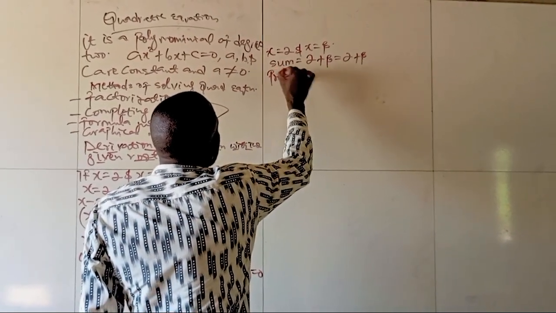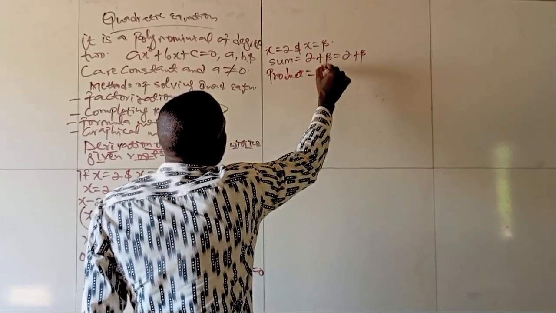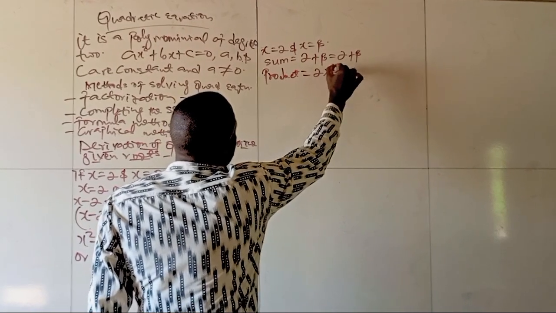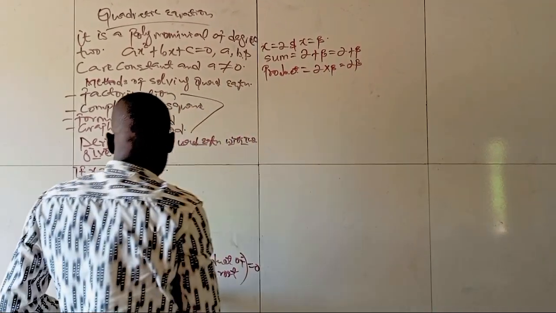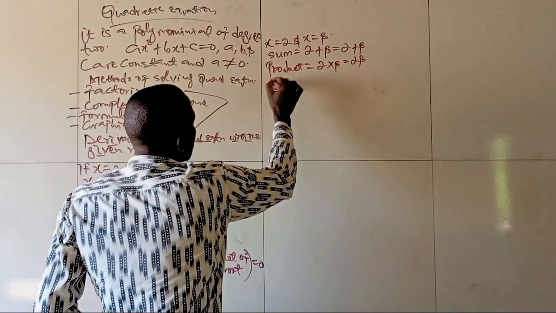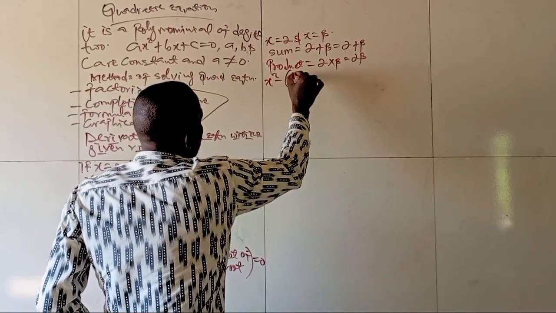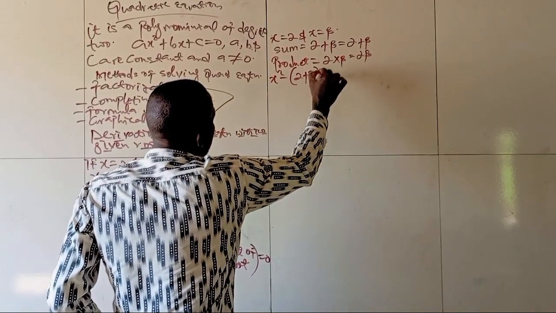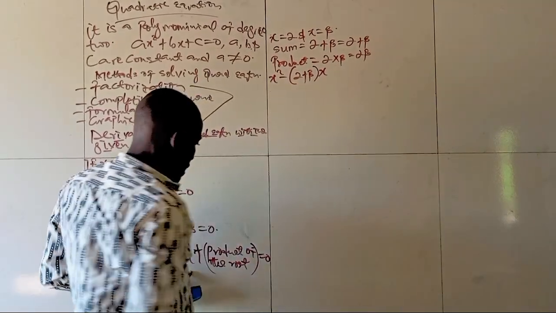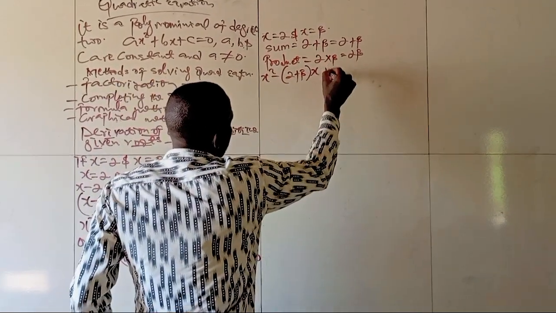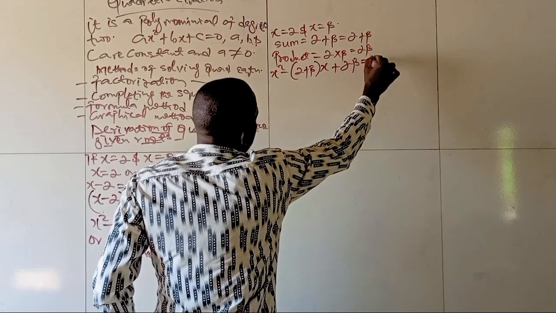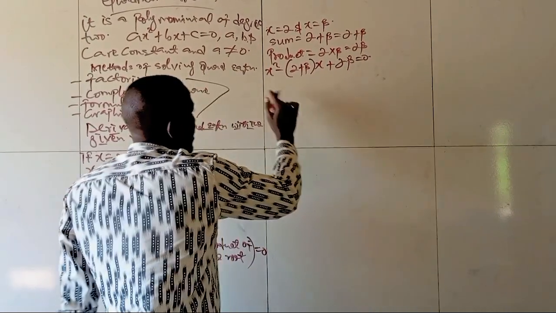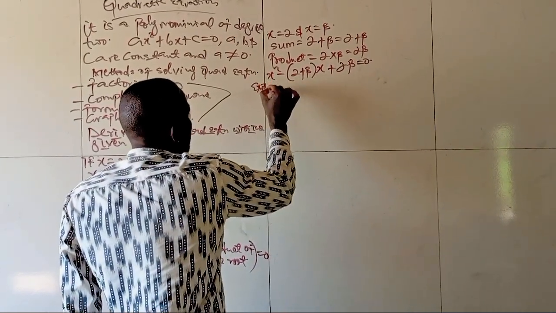Then the product will be alpha times beta, which will be alpha beta. Then inject it into the formula. What are you going to have? You have x squared minus (alpha plus beta) times x, this very x, plus this product alpha beta, all equal to 0.